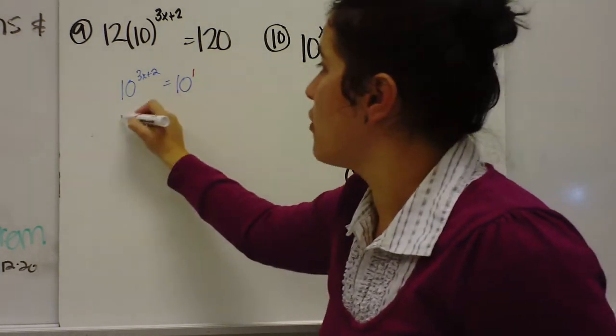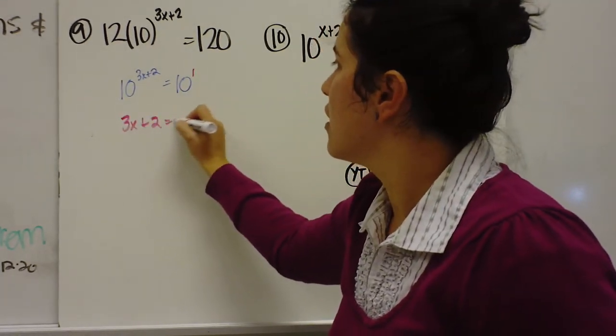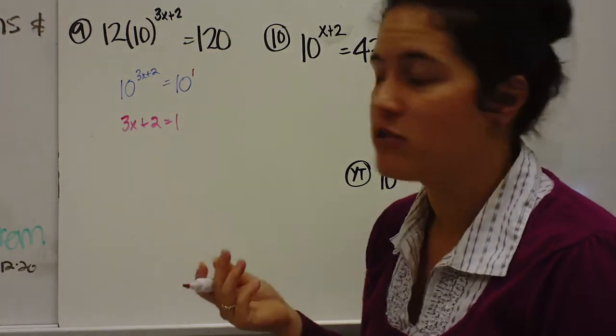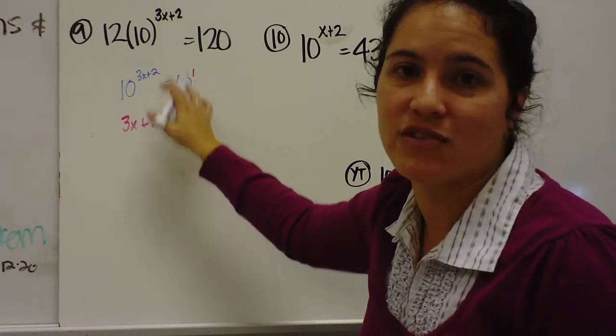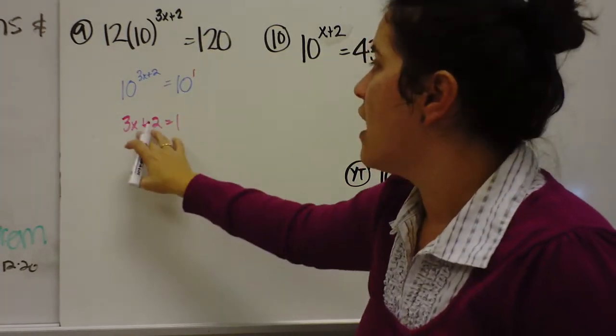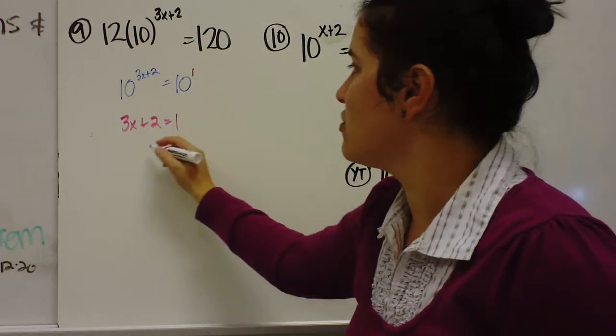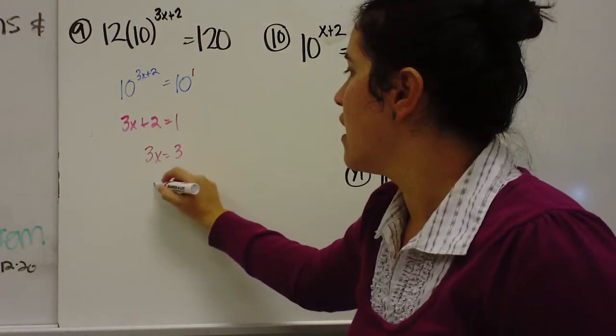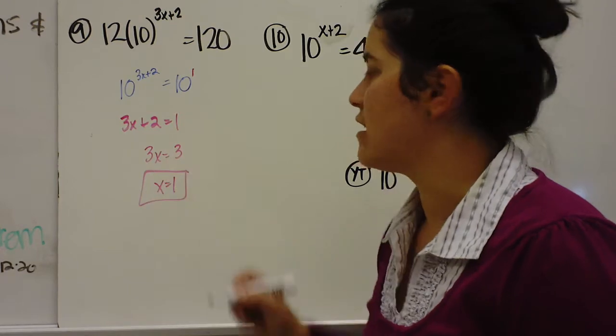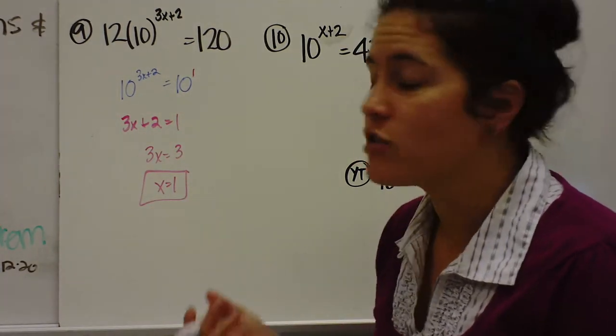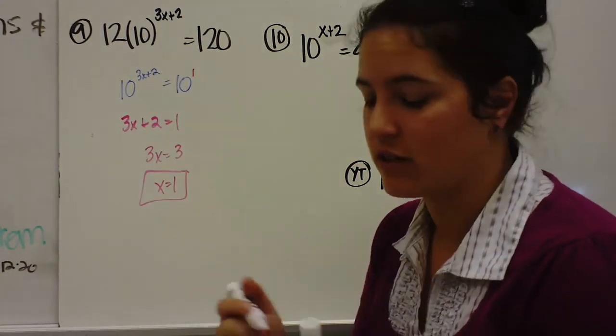So I know my exponents are going to be equal. If you have the same bases, your exponents are going to be equal. So I solve this. I add 2 to both sides, and then I divide by 3, and x is 1. You could also take the log of both sides, and you would still get the same answer.